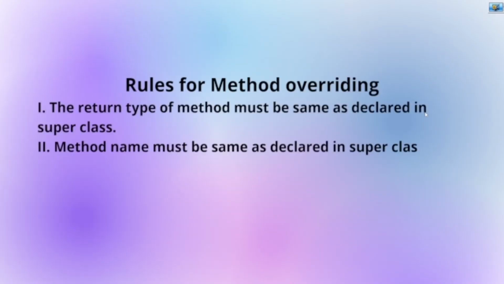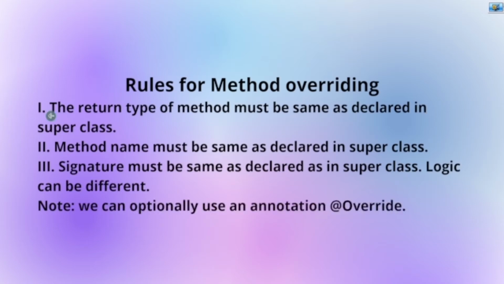Next, what are the rules of method overriding? There are three rules here. The very first rule: the return type of the method must be the same as declared in the superclass. That is, if you have the return type as void yum, and you are inheriting this void yum method from the parent class to the child class, then the return type there should be void yum itself. It cannot be int yum. It will be a wrong declaration. So this is the first rule.